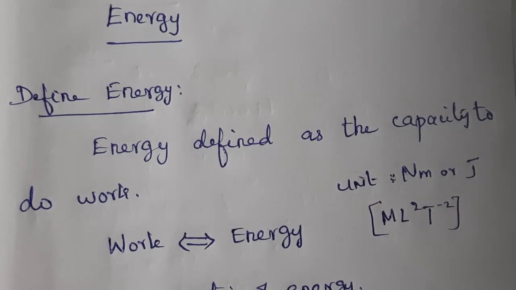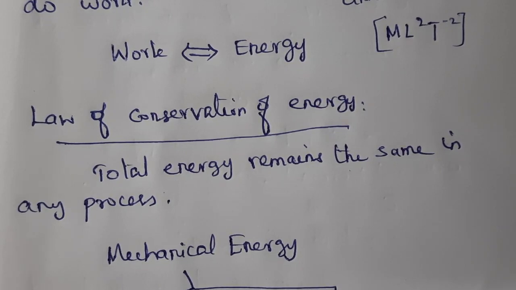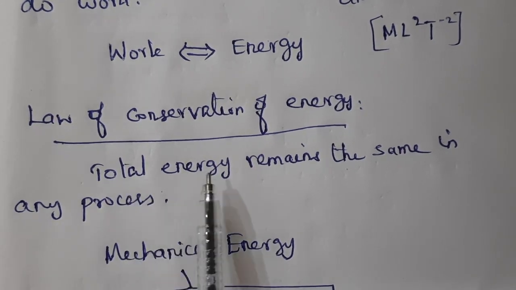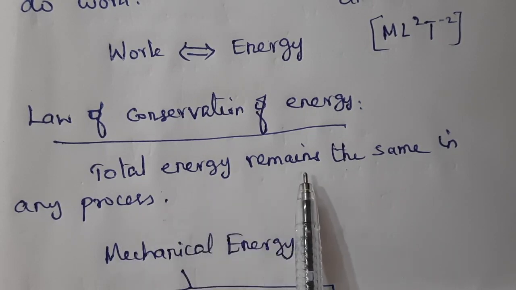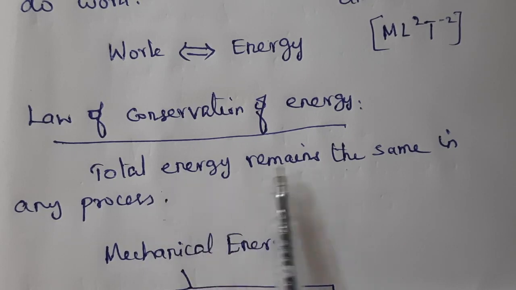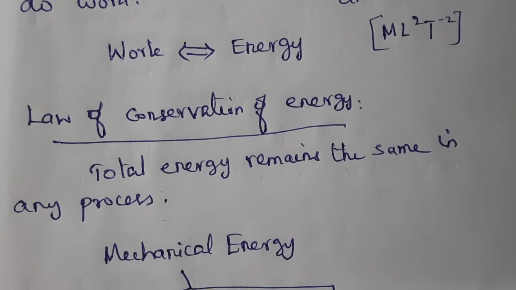In this energy topic, we have to understand one important concept that is called the law of conservation of energy. This also you have learnt in the 10th standard. State the law of conservation of energy. Energy can neither be created nor be destroyed, but one form of energy can be transformed to another form of energy. So the concept is that total energy remains the same in any process. The total energy of the system remains constant, irrespective of whatever internal energy changes may take place.